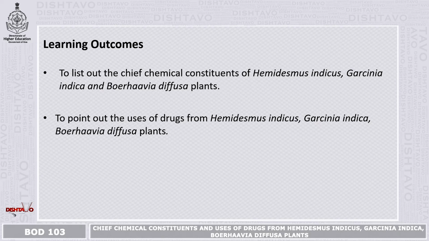Learning outcome from this module is to list out the chief chemical constituents of Hemidesmus indicus, Garcinia indica, and Boerhavia diffusa plants, and to point out the uses of drugs from Hemidesmus indicus, Garcinia indica, Boerhavia diffusa plants.